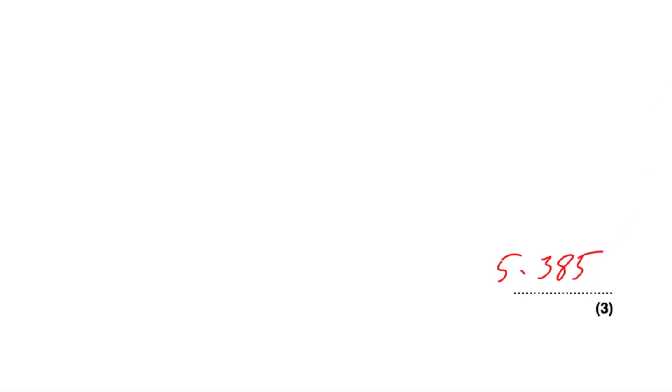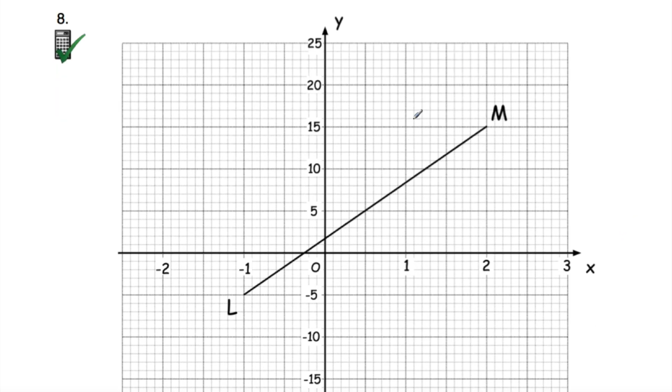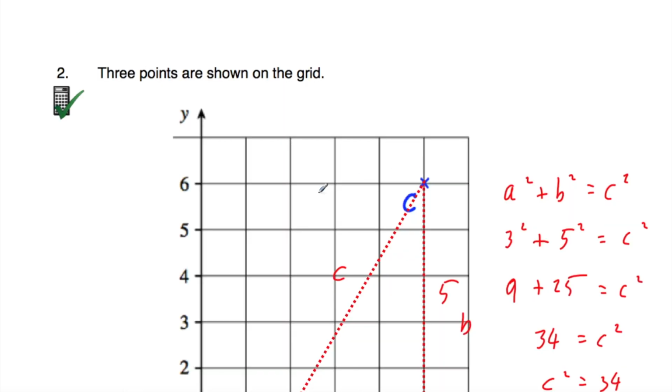Okay, let's look at our next question, question number 8. So question number 8, we've got this grid. Now, this grid's a bit different than the ones we've looked at so far, because so far, every single grid we've had, every time we went up a square, it was 1 unit.